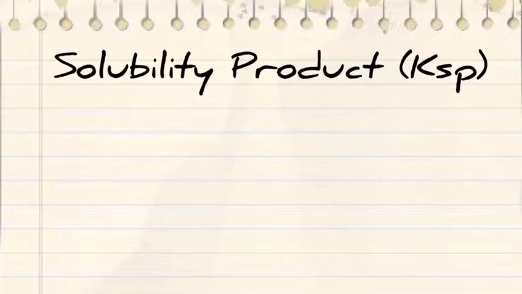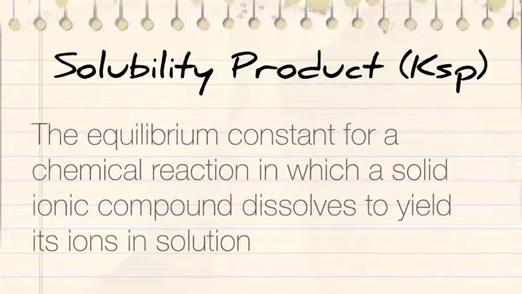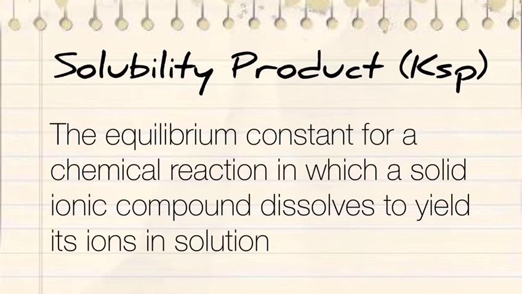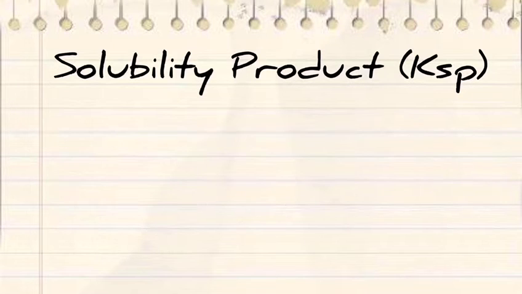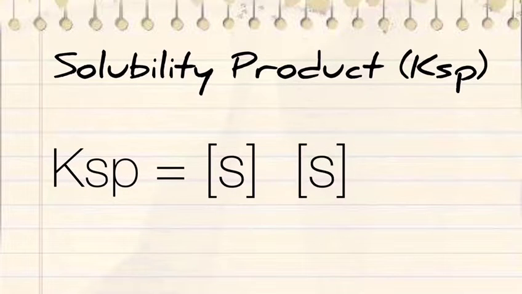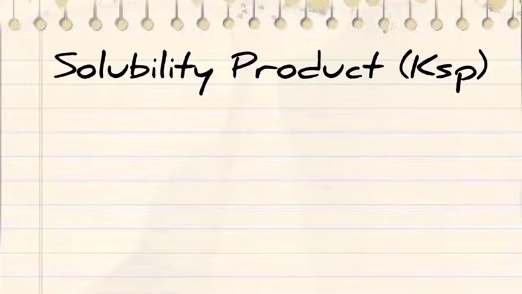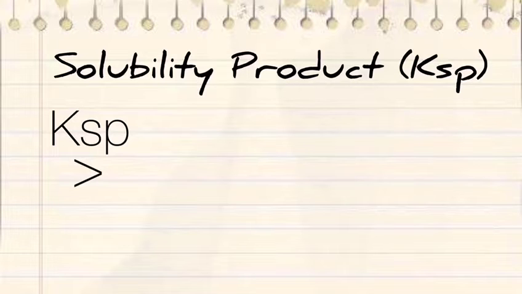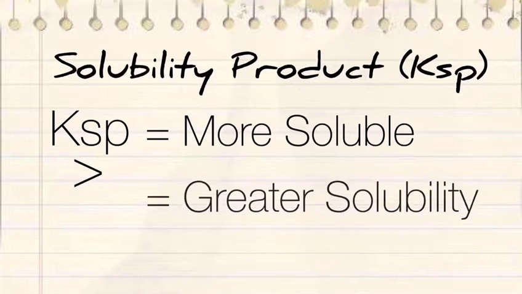On the other hand, solubility product, or KSP, is the equilibrium constant for a chemical reaction in which a solid ionic compound dissolves to yield its ions in solution. It can also be described as the mathematical product for the dissolved ion concentrations, or solubilities, raised to the power of their stoichiometric coefficients. The value of the constant identifies the degree to which the compound can dissociate in water. In other words, it describes how soluble a certain compound is. So, when a substance has a greater KSP value, that means it's more soluble, or it has a greater solubility.